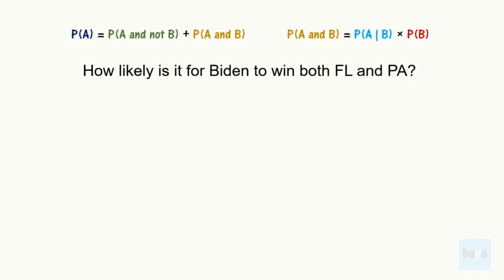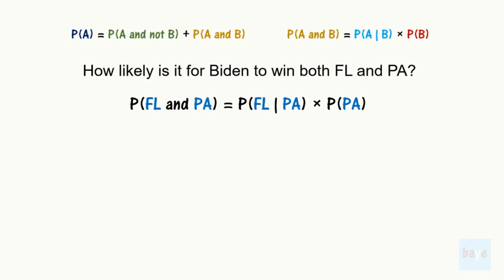There are two approaches to solve the problem. Let's look at the first approach. Using the familiar second formula and rewriting this as conditional probability, we need 538 to give us the probability of Florida given he has carried Pennsylvania.